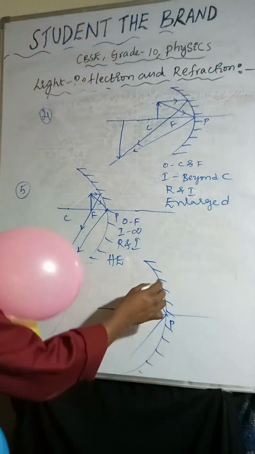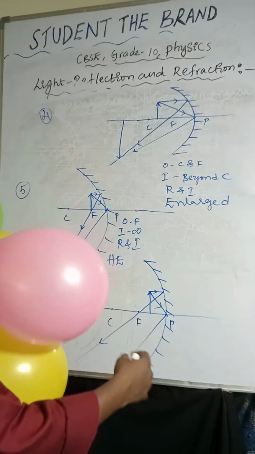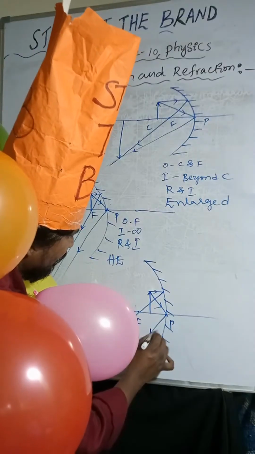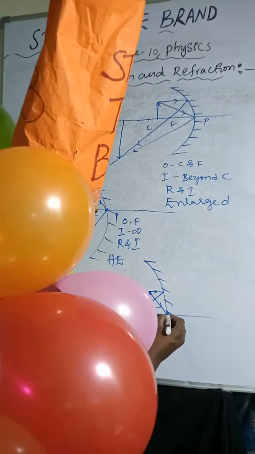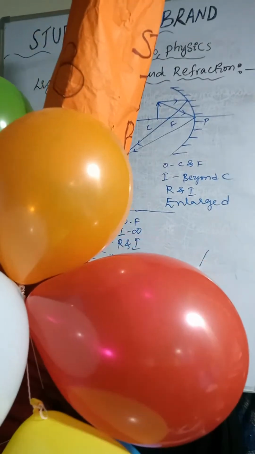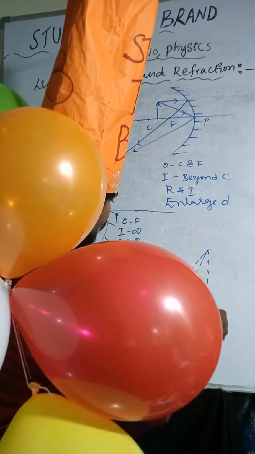Actually, we can take a ray through the center of curvature also. After reflection, if you extend the rays like this, the image will form here.